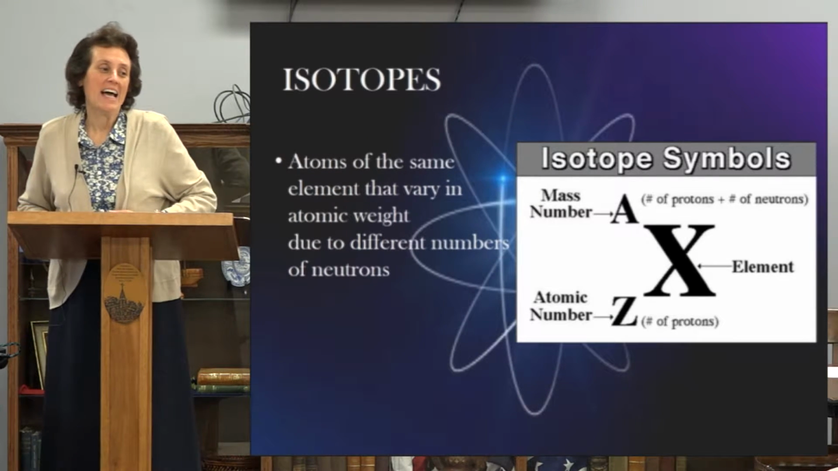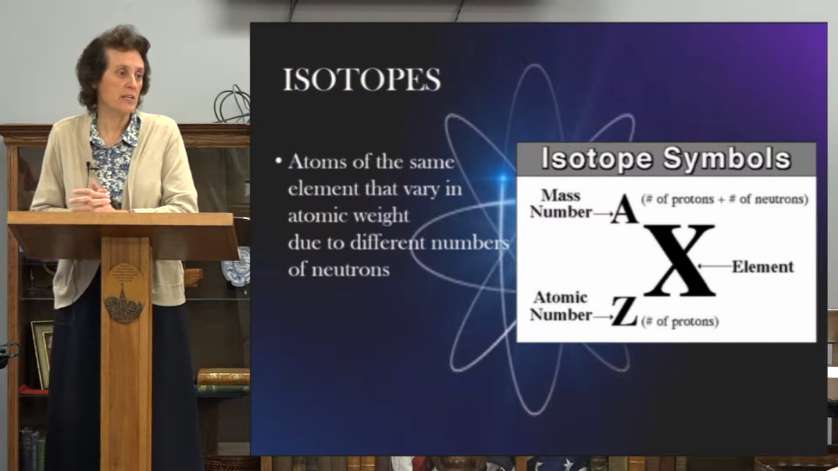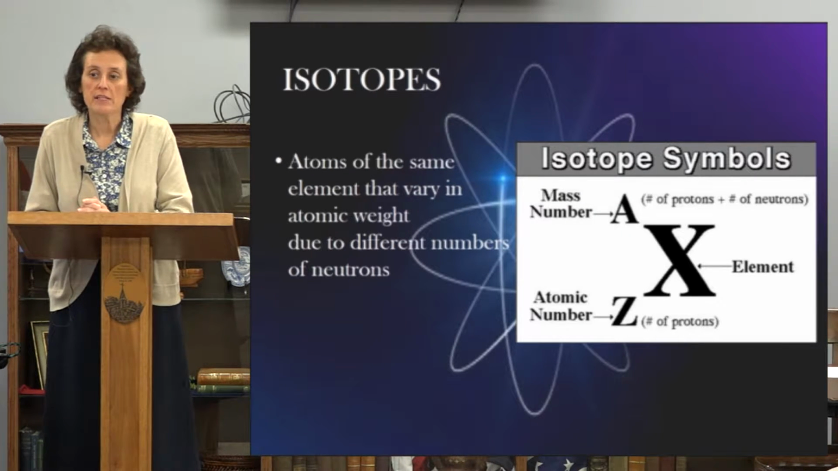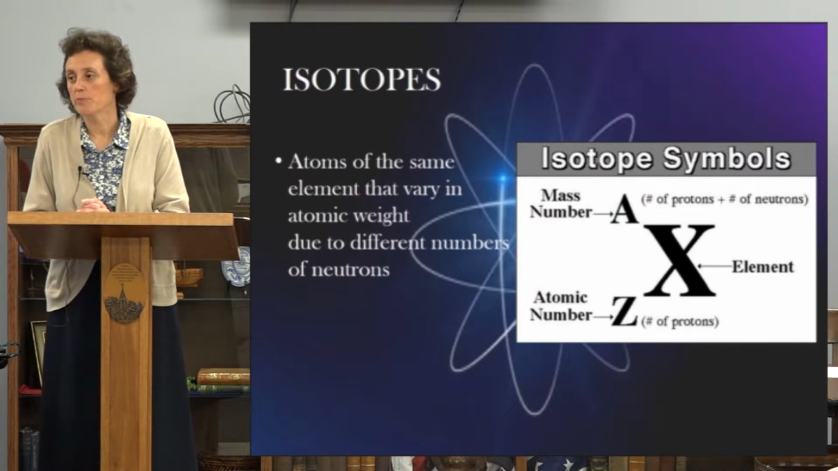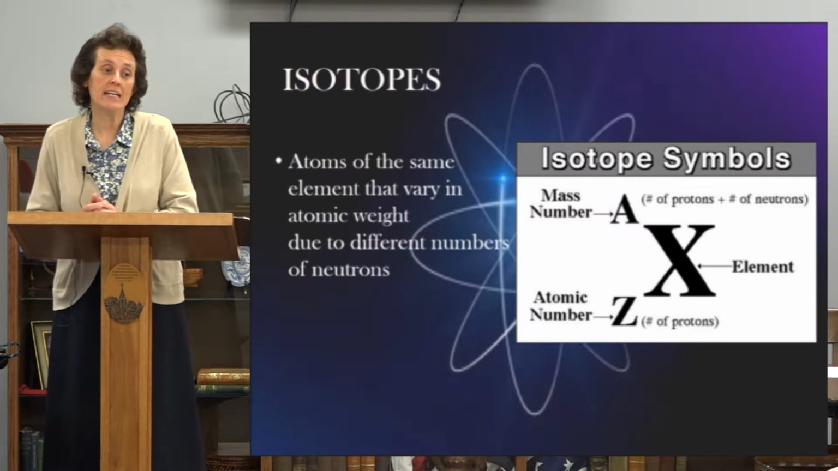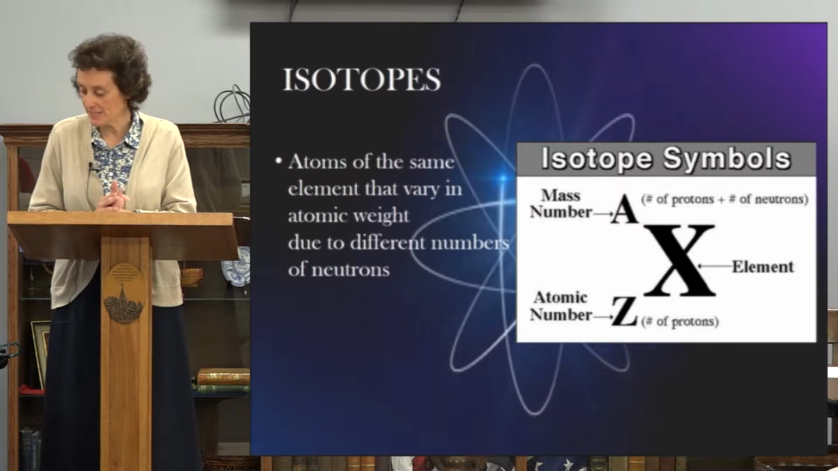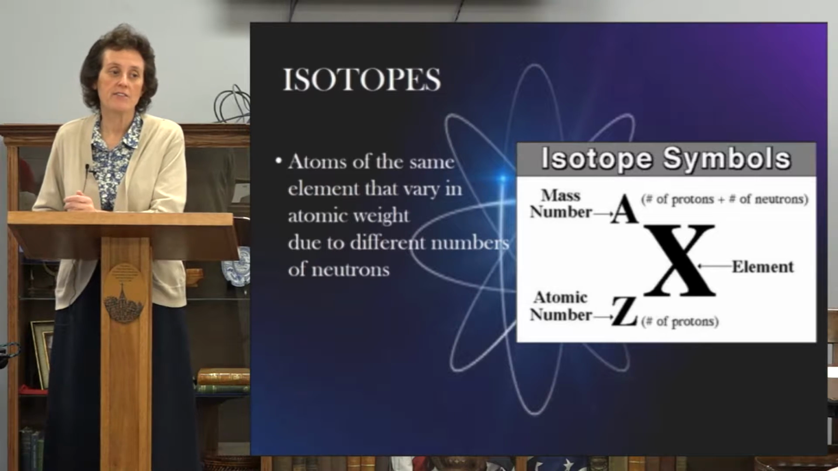Isotope. What is an isotope? We have to do a little bit of chemistry here. An isotope. Okay, a lot of different elements. If you're familiar with the periodic table, it has all of the elements. A lot of elements have more than one form. They're called isotopes. Isotopes are atoms of the same element that vary according to their atomic weight, also called atomic mass. And that's due to a different number of neutrons in their nucleus.